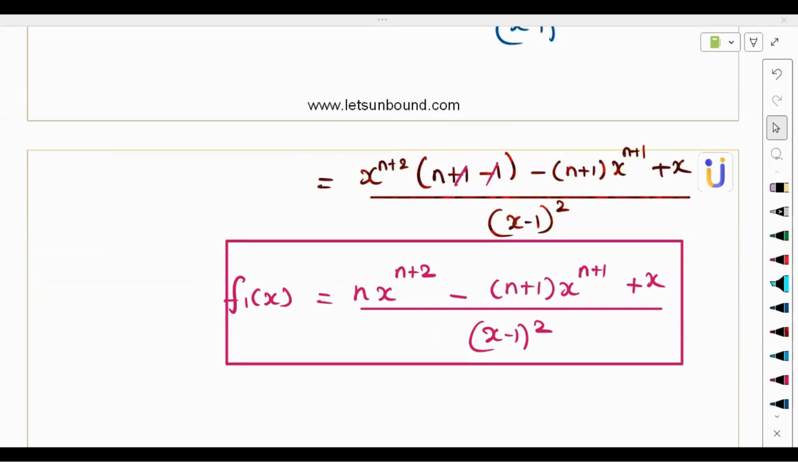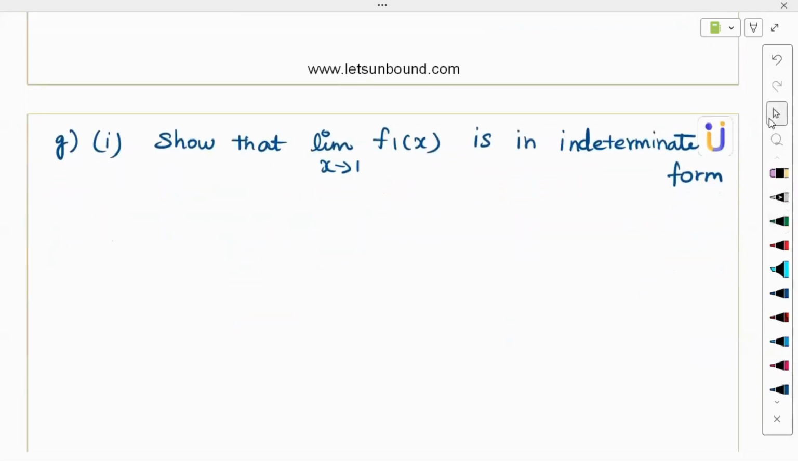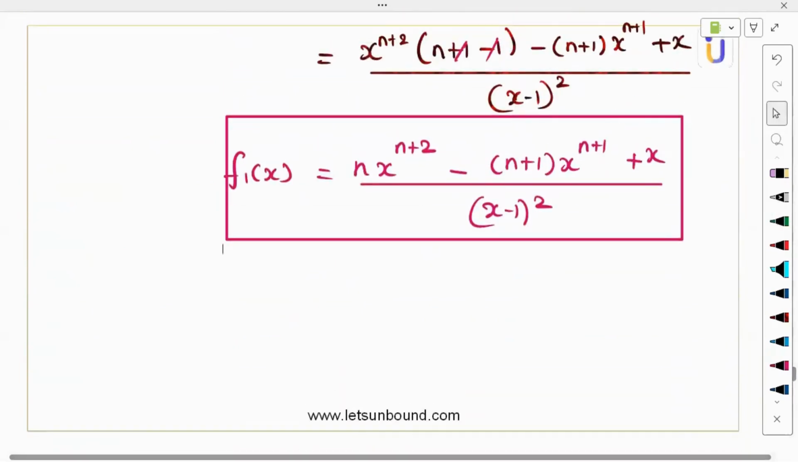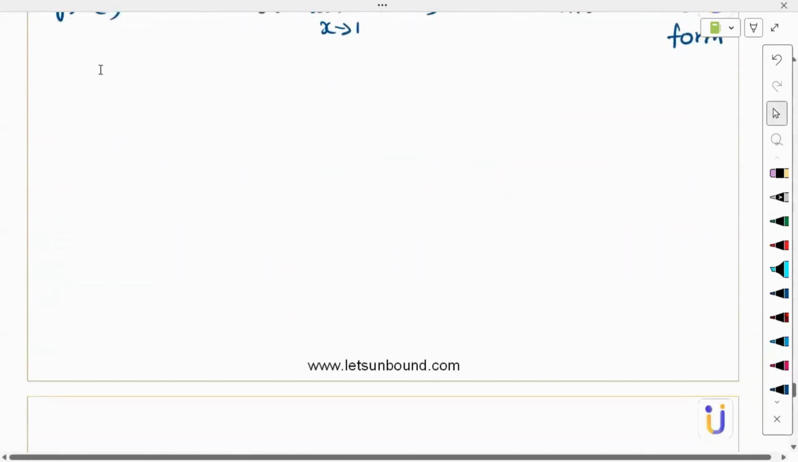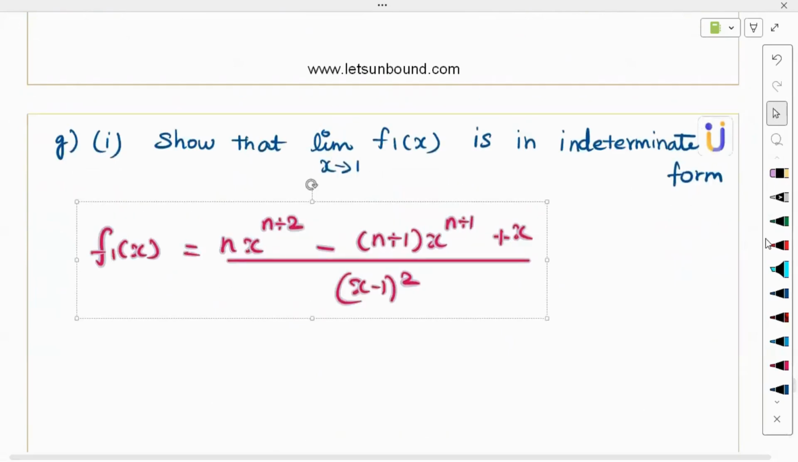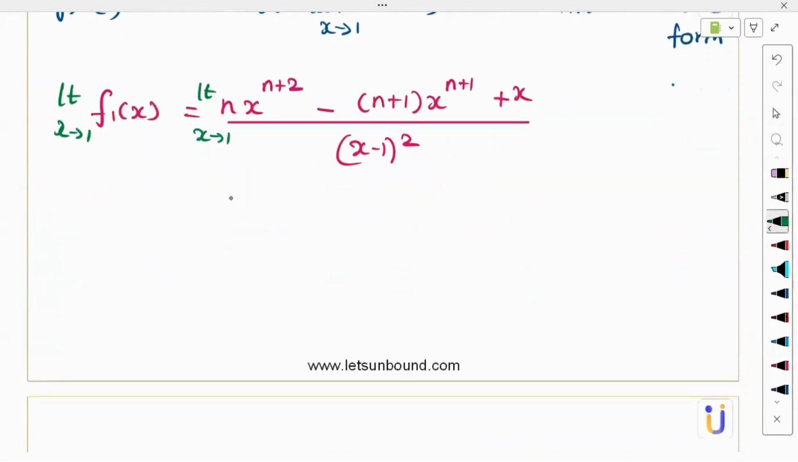Right. And next part, G. Show that limit x tends to 1 of f1 of x is an indeterminate form. It's quite simple. We just now formed the f1 of x in this particular form, right? So let's take this, and we're going to apply limit x tends to 1 on both sides. So how will you do? We will substitute, right? Let's check.